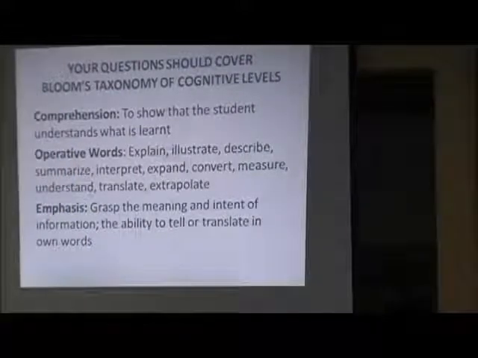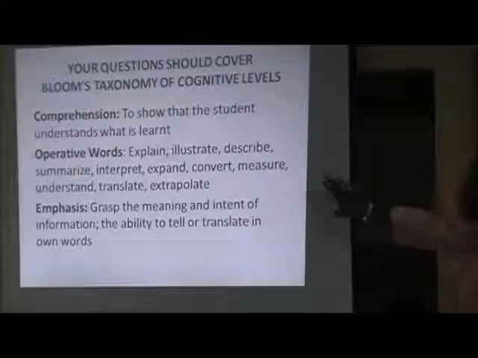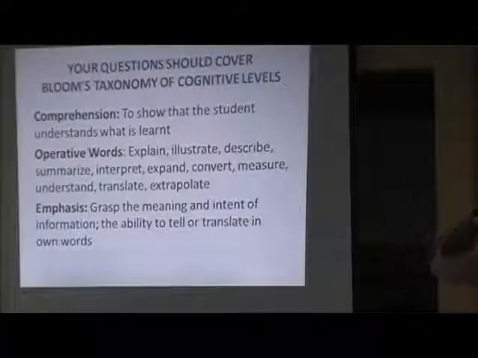Comprehension is to show that the student understands what is learned. Operative words: explain, illustrate, describe, summarize, interpret, expand, convert, measure, understand, translate, and extrapolate. Emphasis: grasp the meaning and intent of information, the ability to tell or translate in own words. Okay, and so we see the higher level that's coming in, and this is how we write our questions for examination. Start with the easy ones, and gradually the level of the questions increases, okay? The emphasis on certain words tells us the kind of question we're asking, the comprehension level question, okay? Next one.